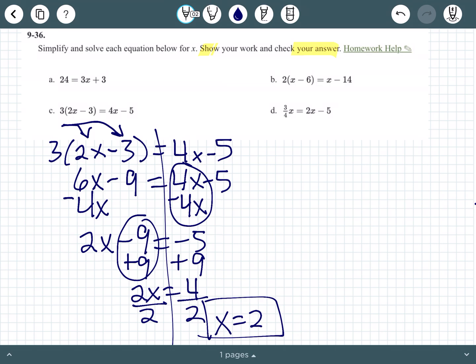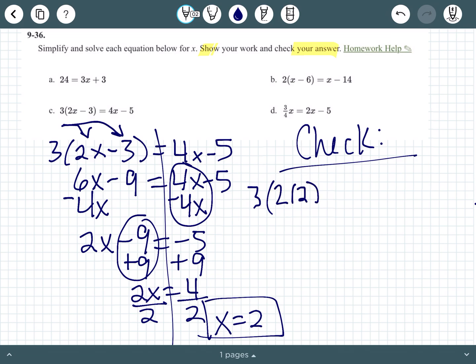Now we want to be sure to check that answer and not just go off of my word. So let's plug it in. 3 times (2x, now 2 we're plugging in for x, minus 3, end that parenthesis) and set it equal to 4 times 2 minus 5.